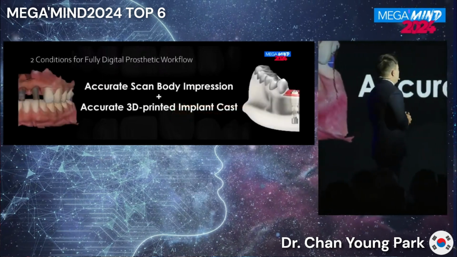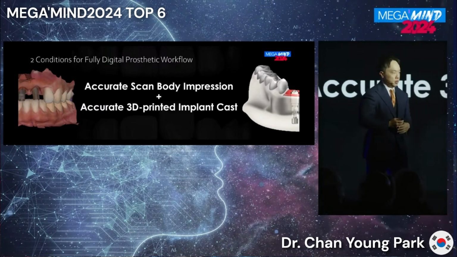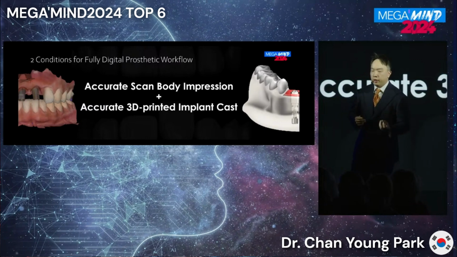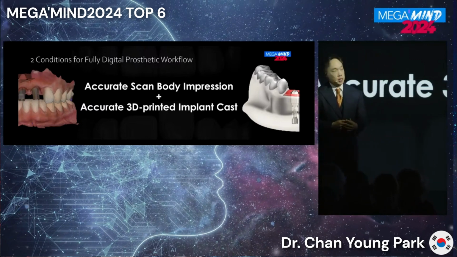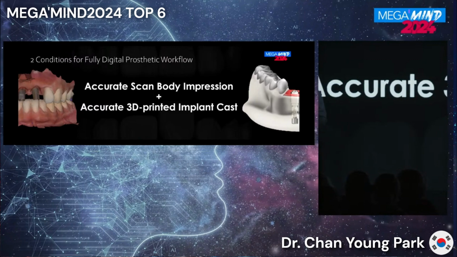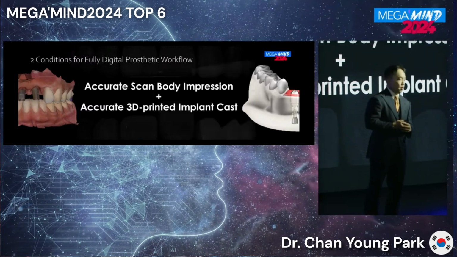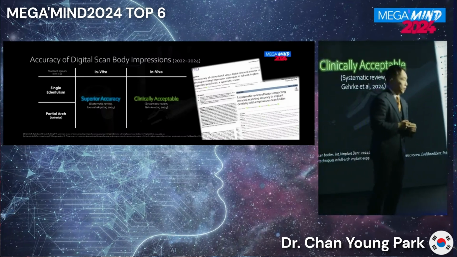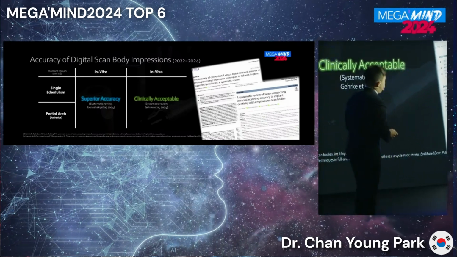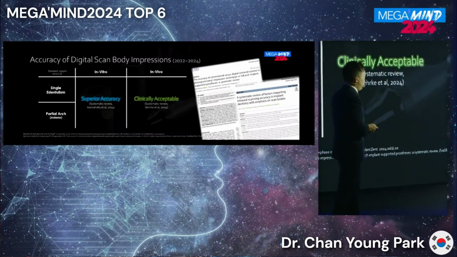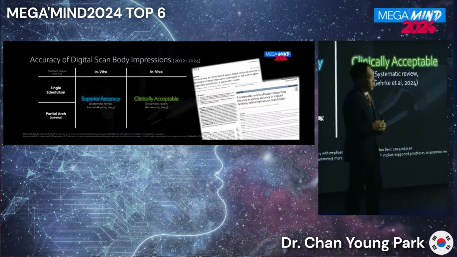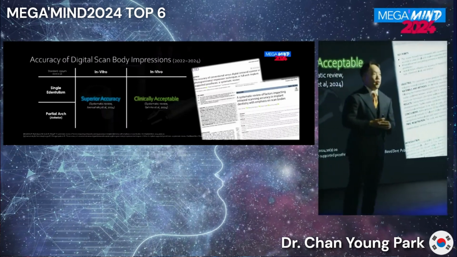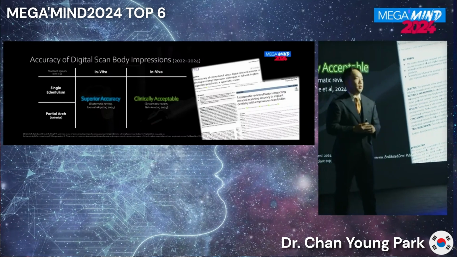And for us to fabricate digital prostheses digitally, accurate digital impressions and accurate digitally fabricated casts should be mandatory. So let us see what the current studies say about this. The most current studies say that for digital implant impressions, in vitro studies show that their accuracy is already superior compared to the conventional impressions. But we should keep in mind that actual intraoral conditions would undermine the actual scanning accuracy.